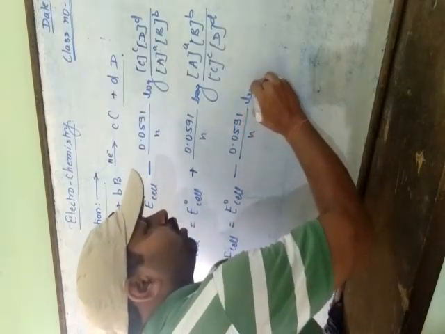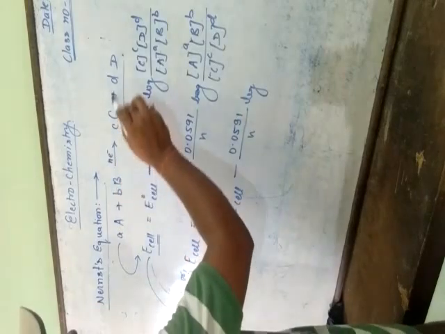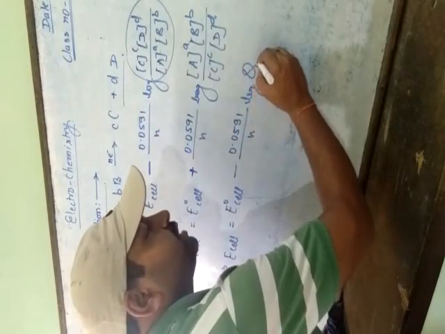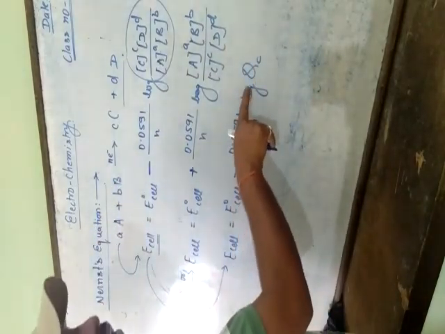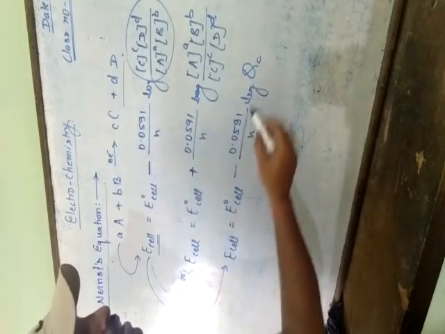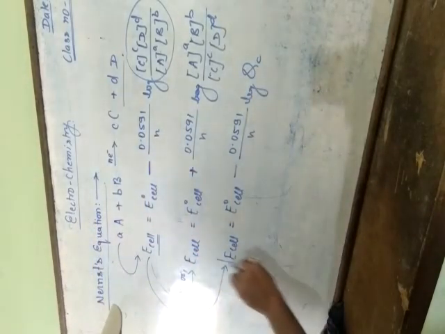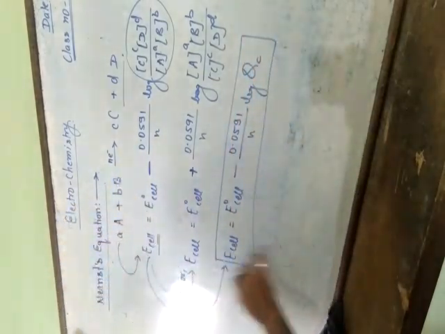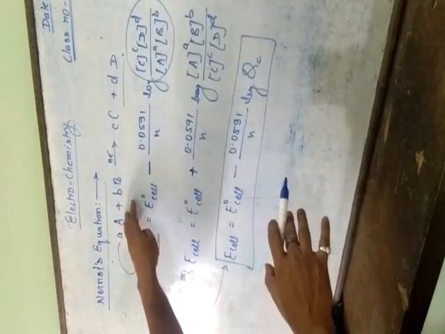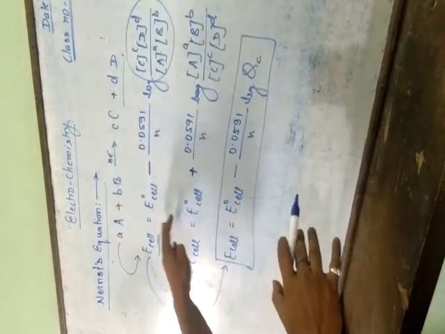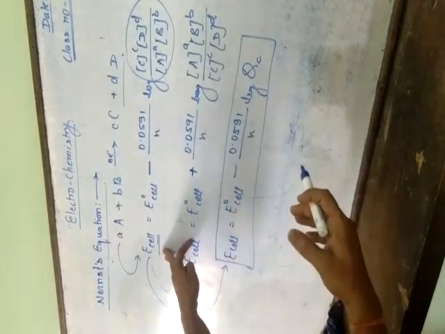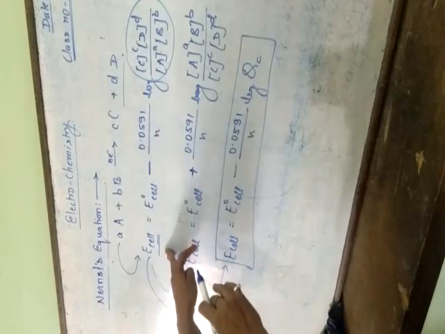0.0591 by n log. If the equation is not in equilibrium, students, then it is called Qc, the reaction quotient. You know well that in chemical equilibrium Kc is written, but when the equation is not at equilibrium, it is written as Qc. So students, in any equation, if you find the cell reaction, then you can calculate very easily the cell potential at any concentration. It is very helpful for you students.